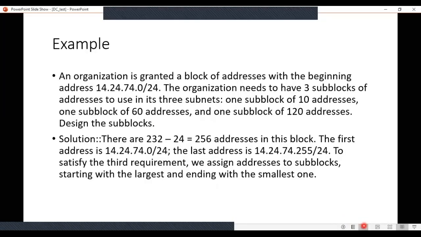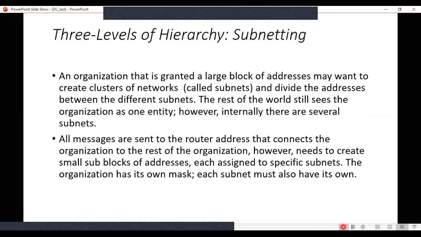See, for an example, an organization that is granted a large block of addresses may want to create clusters of networks, that is subnets. That is, an organization is assigned a large block, so you have to divide that block into subnets and divide the addresses between the different subnets. We'll see how to divide and how to find the mask for each subnet. The rest of the world sees the organization as one entity. However, internally there are subnets, that is a division of networks.